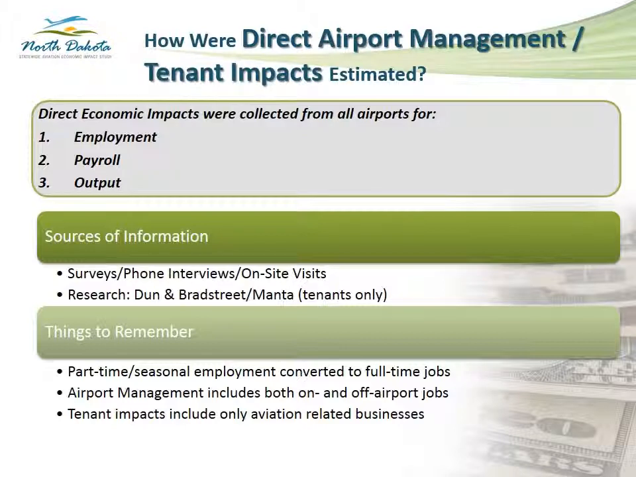In addition, each airport furnished a list and contacts for all of their tenants. This information was confirmed with each airport before it was used in the study. In some instances, third-party data sources such as Dun & Bradstreet or Manta were used to verify tenant employment. All tenants were contacted either in person, by mail, by email, or by phone. In many cases, more than one method was used to obtain a tenant response.